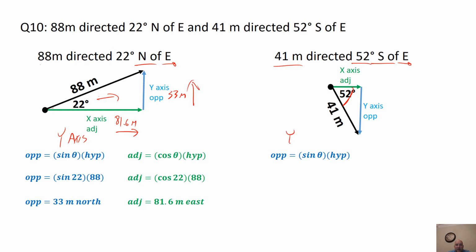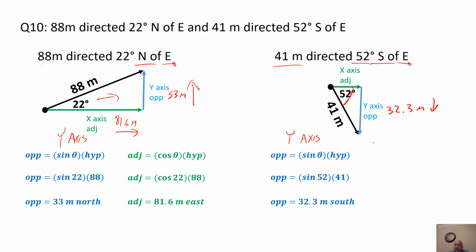Once again, color coded to go with the blue over here, the y-axis over there. In this case, the y is going to be the opposite, so it's going to be sine of 52 times the hypotenuse. You're going to get 32.3 meters south. So it's 32.3 meters south.